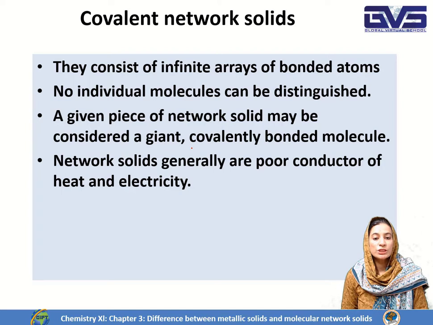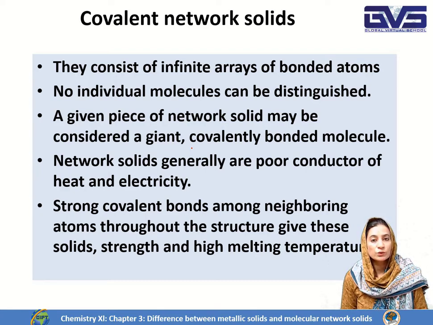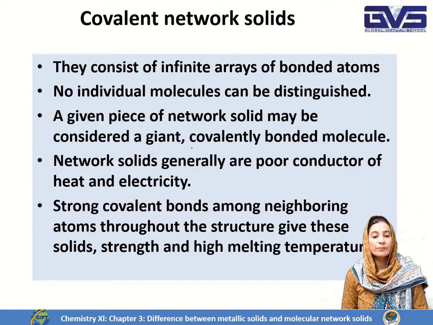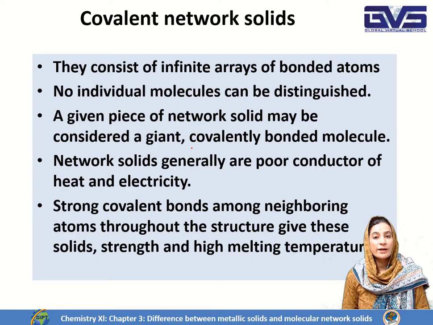Network solids generally are poor conductors of heat and electricity because they do not have free or mobile electrons. All the electrons are involved in the covalent bond formation. Strong covalent bonds among neighboring atoms throughout the structure give these solids strength and high melting temperature. So due to the giant network and covalent bonding with the neighboring atoms, they are strong, they are hard, and they have high melting temperatures.